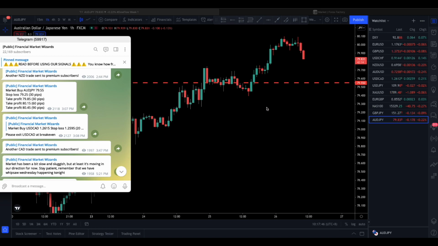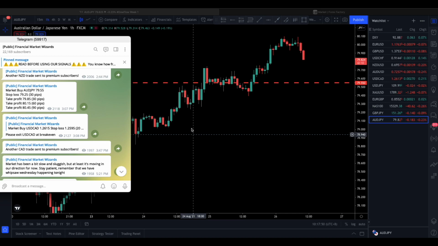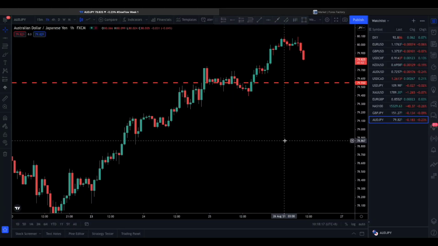Now, as you can see, this is the chart of Aussie Yen, and if you are part of our Telegram channel, you will know that we entered in at about 3 p.m. our time. Okay, we are based in GMT +8, so that was during the Euro trading session. If you are trading in another time zone, then you want to check what time it was for you. For us, it was about 3 p.m. So 3 p.m. it was about London. Okay, so we are trying to capture the London session momentum.